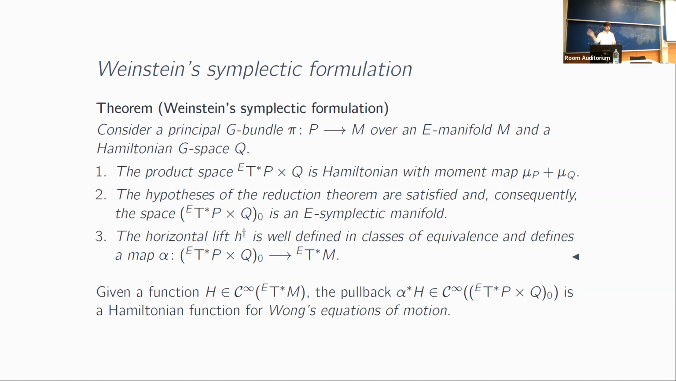Whenever we have a G principal bundle over a manifold and a Hamiltonian G space, and this Hamiltonian G space already contemplates both the shifting trick and the associated bundle construction, then, technical result, the product space is Hamiltonian with moment map the sum of moment maps, yes, of course. Hypotheses of the reduction theorem are satisfied, and we have a symplectic manifold. And because of the G invariance of the splitting, the dual of the horizontal lift is well-defined in classes of equivalence. We may restrict it and consider the pullback of a Hamiltonian. And now we have what are called Wong's equations of motion.